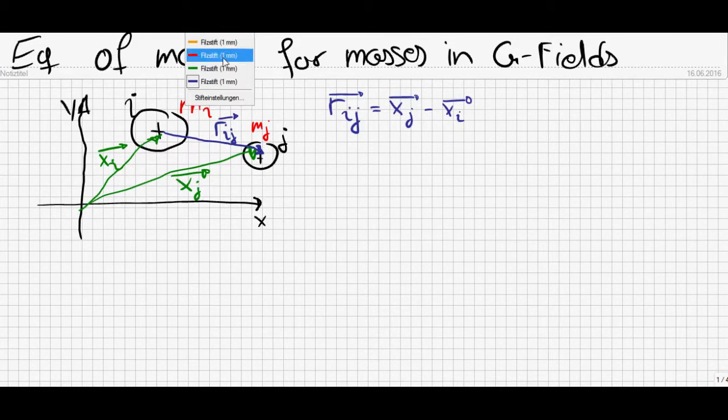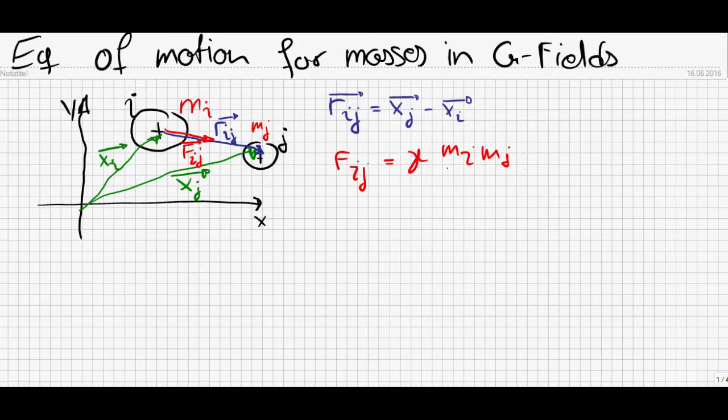I want to use Newtonian mechanics to describe the motion of those planets, which means I will use forces to express motion. And the force caused by J on I will be called Fij. And Fij will have a length, will have an absolute value that is equal to some constant times mi mj over rij squared. Why is that so?